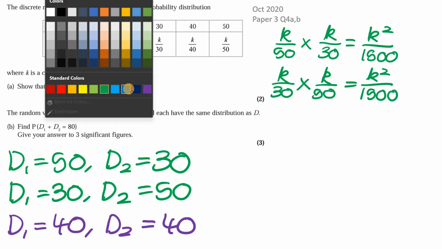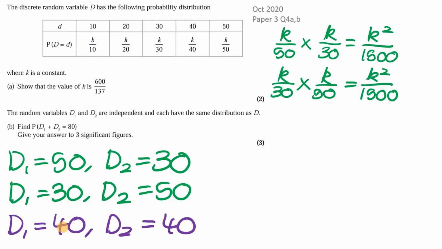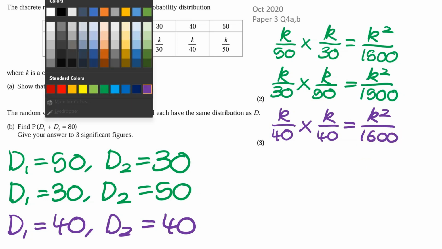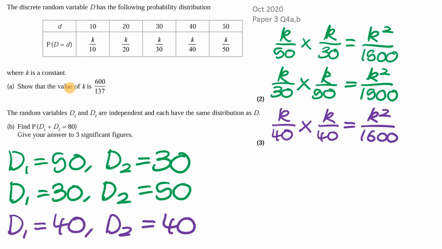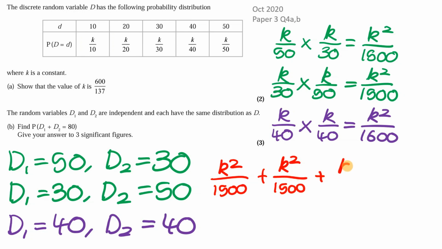Okay, now let's consider the third scenario where d1 is equal to 40. The probability of this is k over 40, multiplied by the probability that d2 is equal to 40, which is k over 40. So this is going to be k squared over, and then 40 times 40 is 1,600. Okay, so these are all of the probabilities, so we need to add these together. So it's going to be k squared over 1,500 plus k squared over 1,500 plus k squared over 1,600.